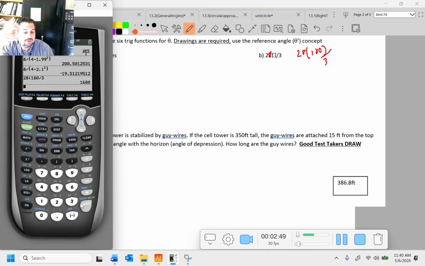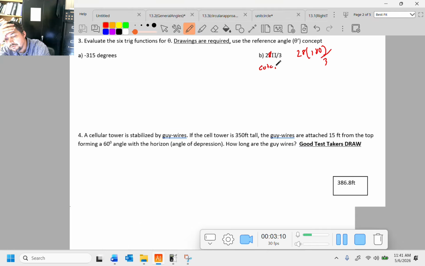And we're going to use also the concept of coterminality. We're going to take away 360 until we can't take away 360 anymore. I can do it 2 more times after this. All right, so we're going to talk about a 240-degree angle. It's coterminal with 240 degrees.